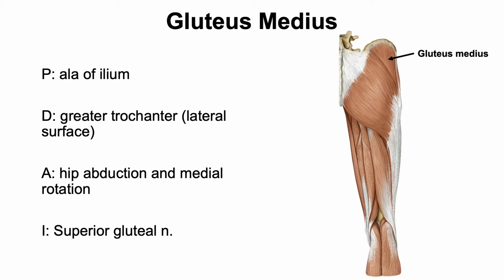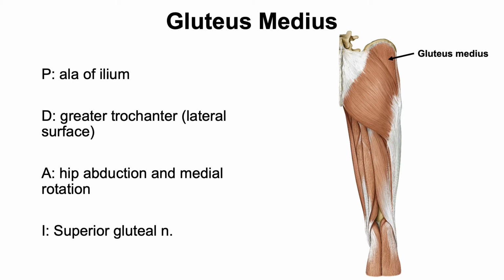So abduction is moving the leg away from the body, so moving it laterally, and medial rotation. Abduction and the rotation of the hip are different. Abduction is literally keeping your body on that coronal plane and just moving it outwards, moving it laterally. While medial rotation is actually taking your femur and rotating it into your body. So if you've ever done high knees, where you have to step up and step in, that is medial rotation and is a very important muscle for walking.